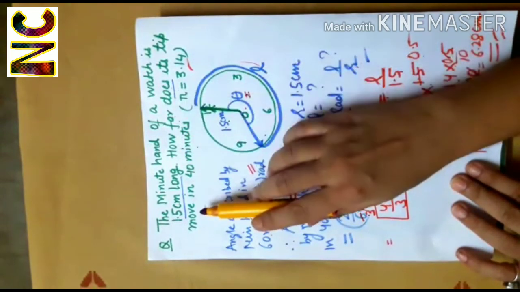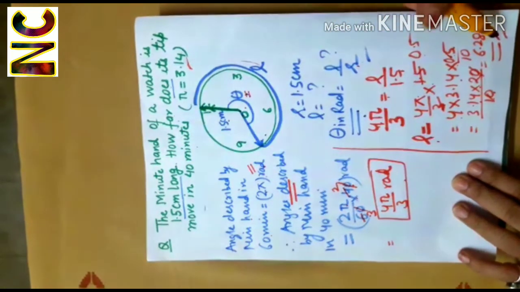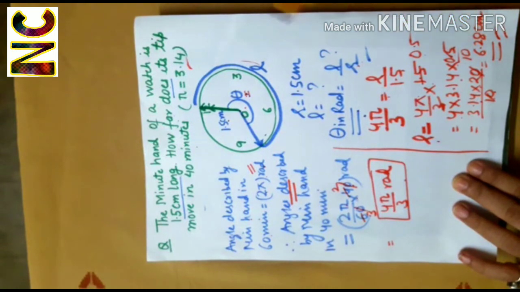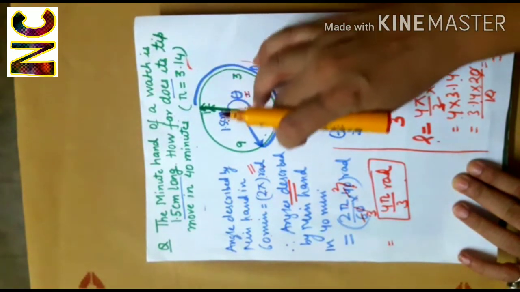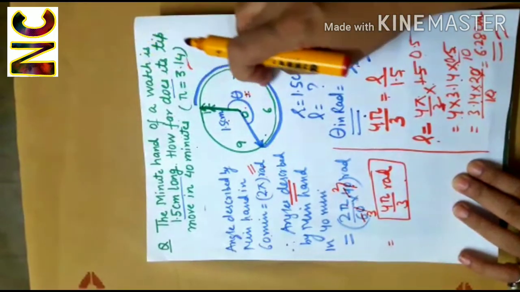How far does the tip move in 40 minutes? The answer is 6.28 centimeter. The length of this arc from this point to this point.